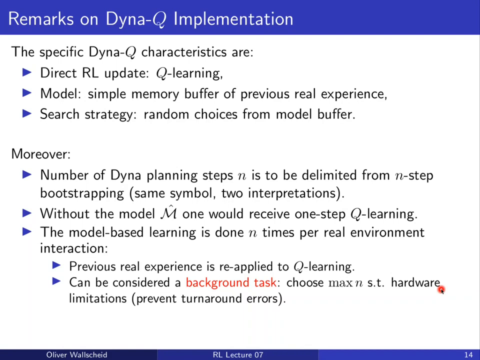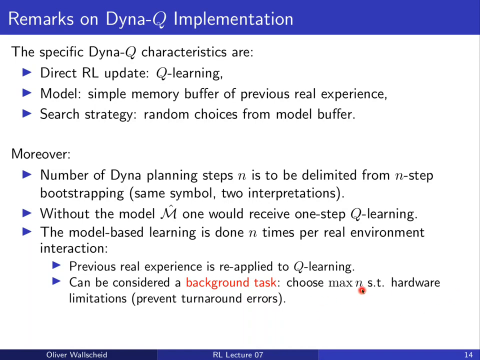So we use the time which we have on our computational hardware. For example, in a control task again, that could be an embedded microprocessor which is triggered every microsecond or something in order to derive a new action, a new control input. And we could use the internal Dyna-Q steps in order to speed up the learning process based on previous real experience. We could try to apply as many steps n as possible before the controller is triggered again in order to prevent turnaround task errors. So this is what we refer to as background task planning.